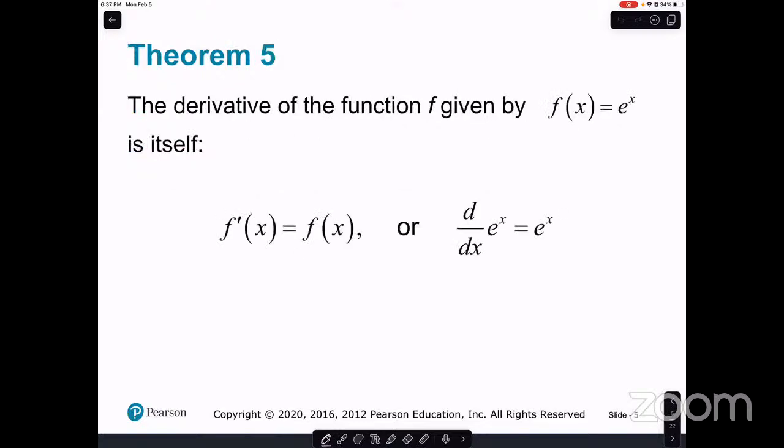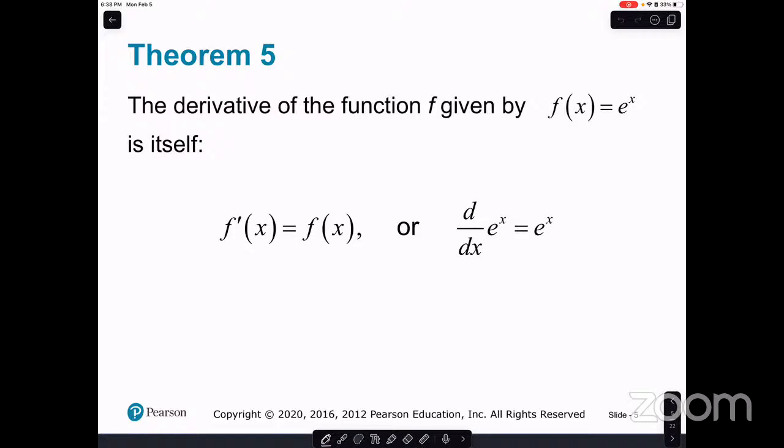The derivative of the function e to the x is itself. In other words, f prime of x equals e to the x, or d by dx of e to the x is e to the x. Because of that property, e to the x is its own derivative.